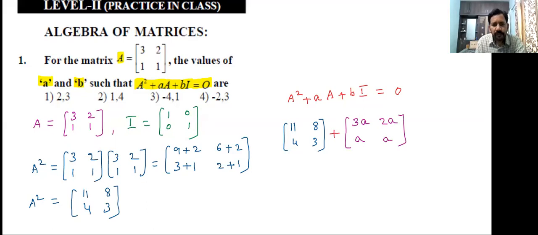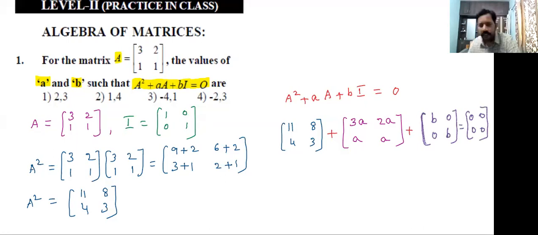Next, b into I. Then how to write, students? Tell me. bI is b, 0, 0, b. That is equal to 0, given. 0 means that is the null matrix, 0, 0, 0, 0. Okay, that is the null matrix.